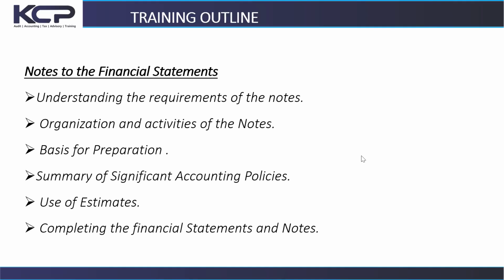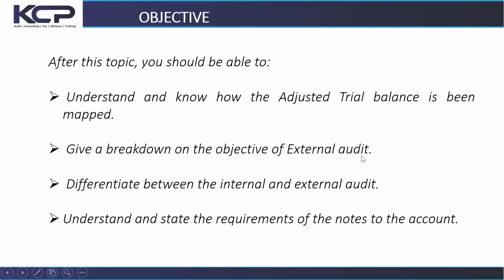So having said all of this, we are hoping and very much hopeful that at the end of this session, you would have had a fair understanding and know how the adjusted trial balance is mapped on the extended trial balance. What do we even mean by extended trial balance? Under what circumstance will you require this?